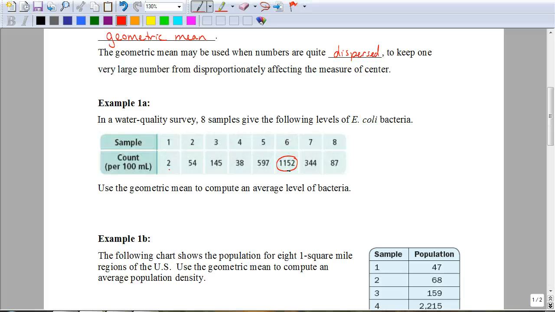In fact, if we were to find the average here, if we were to add up all these numbers and divide them by 8, the arithmetic mean would end up being 302.4. Okay, we're not asked to find that, but I give you that just so we can compare that to what the geometric mean is. So to find the geometric mean, what I would end up doing is I'm going to multiply all these numbers together.